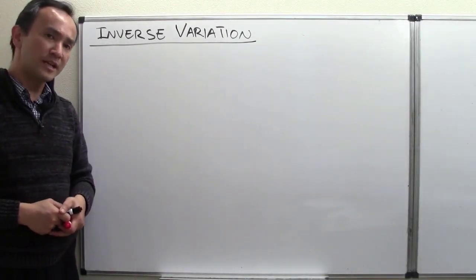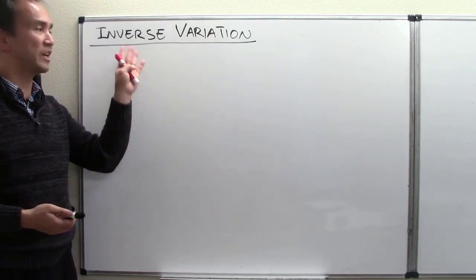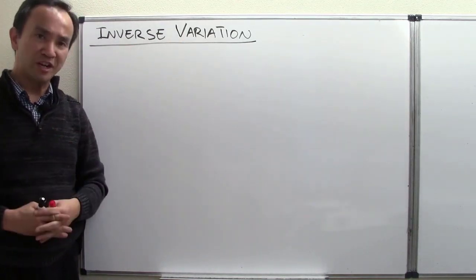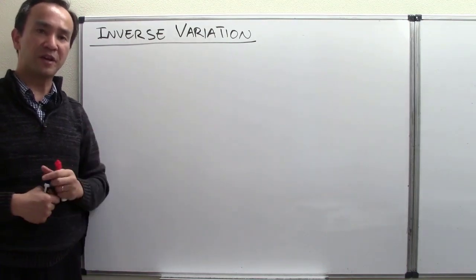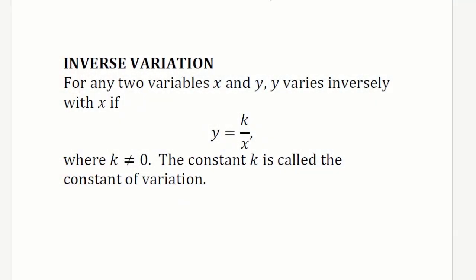All right, in this lesson, let's learn how we can solve a problem by using inverse variation. Now allow me to bring on screen what it means to be an inverse variation. All right, so on our screen right here, this is the definition of inverse variation. For any two variables x and y, y varies inversely with x if y equals a constant k divided by x, or more commonly, y equals k over x, where k must be a non-zero constant. And the constant k here is called the constant of variation.